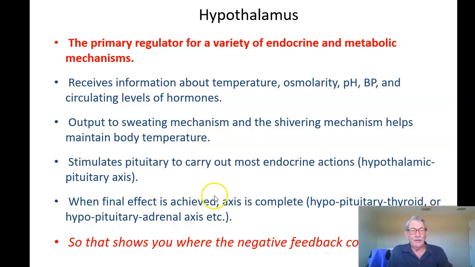When the final effect is achieved, that last output is the axis. They call it the hypothalamic-pituitary-thyroid axis. Okay? So the hypothalamus sends a signal to the pituitary. It sends out TSH, thyroid stimulating hormone, to the thyroid gland. Thyroid gland sends out thyroid hormone. And then once you have enough thyroid hormone, it turns off the hypothalamus and pituitary. So you stop stimulating the thyroid gland anymore. That's your negative feedback.